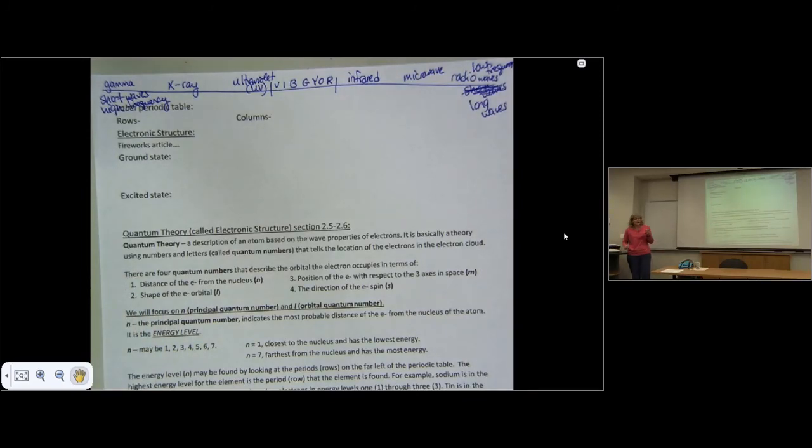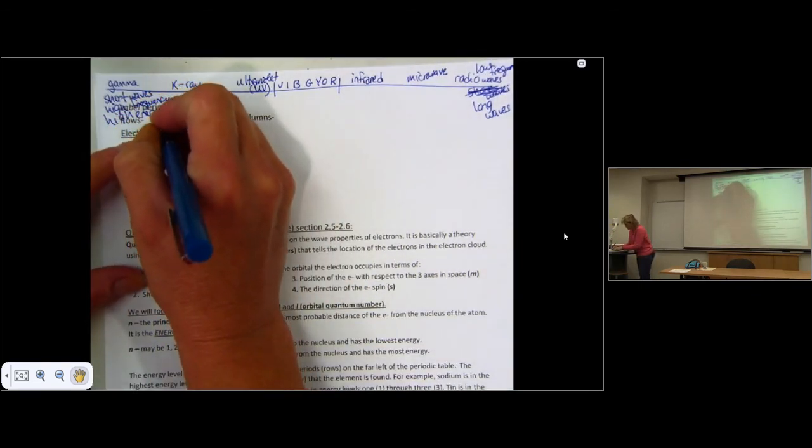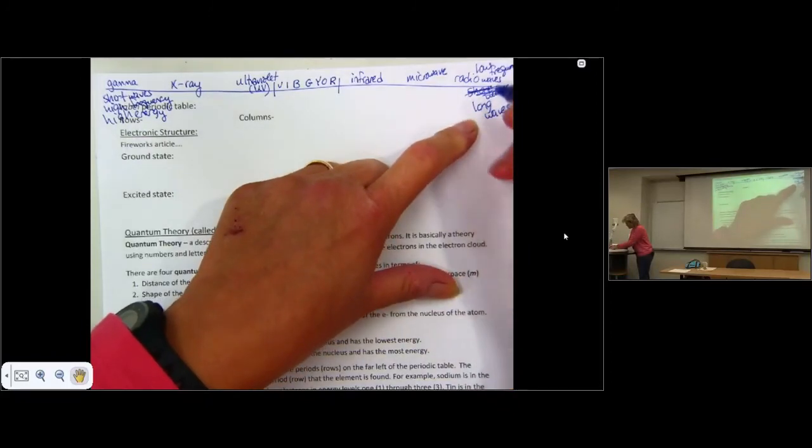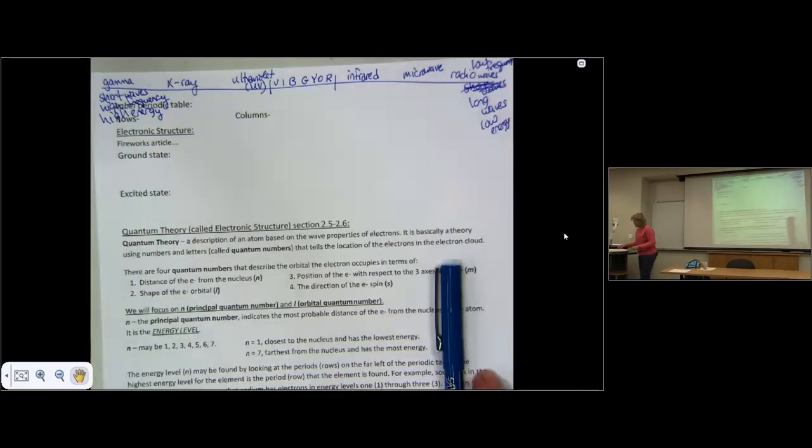And last but not least is energy. How does this relate to energy? You tell me which one has higher energy. Did the low frequency have higher energy, or did the high frequency? Didn't you feel it? Didn't you feel the difference in the energy? So high frequency has high energy. Low frequency, low energy. That's for the entire spectrum.